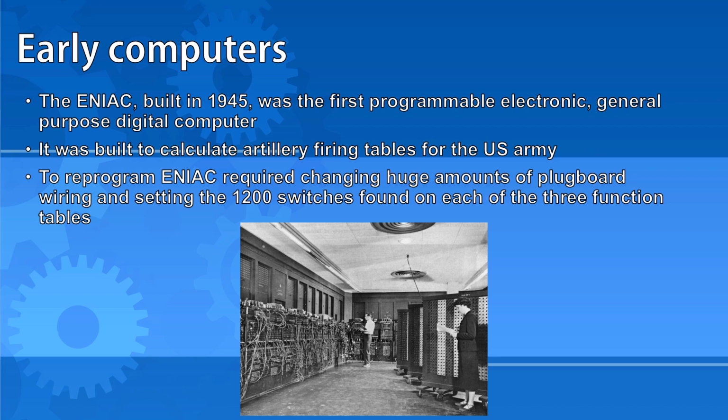To reprogram ENIAC required changing huge amounts of plugboard wiring that you can see here on the left, and setting the 1,200 switches found on each of the 3 function tables you can see on the right. This meant it might take weeks to map a problem onto ENIAC, and days in order to do the physical setup of changing the plugs and setting the switches.